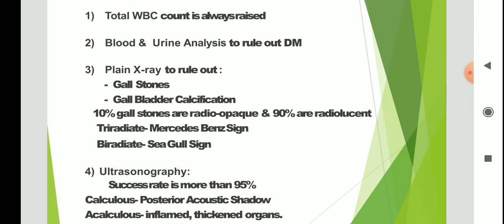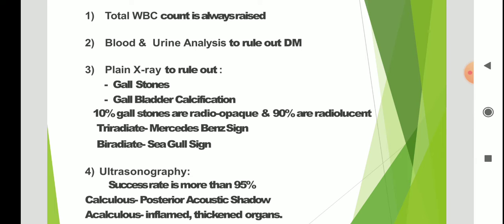Investigations: total count, differential count, blood and urine analysis to rule out diabetes mellitus, and plain X-ray, a very important one. The radiological findings: what are those? To visualize the opaque gallstones and gallbladder calcifications. 10% of gallstones are radiopaque and 90% are radiolucent. See there, 90% are radiolucent, so the 10% can be caught easily.